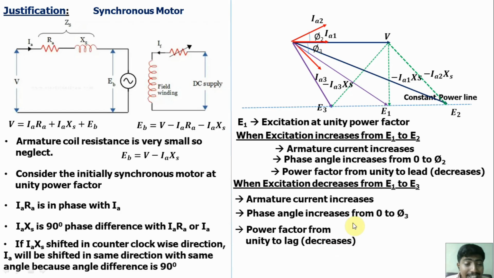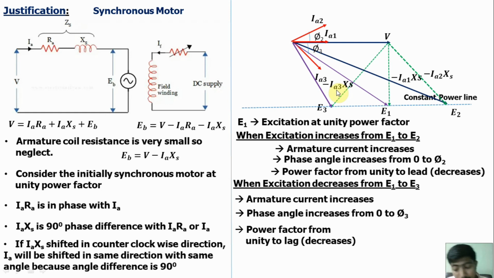That is why, for a synchronous motor, at unity power factor the armature current will be minimum. When excitation increases or decreases, the armature current increases. Similarly, the power factor will be maximum at unity power factor excitation. When excitation increases or decreases, the phase angle increases but the power factor decreases.